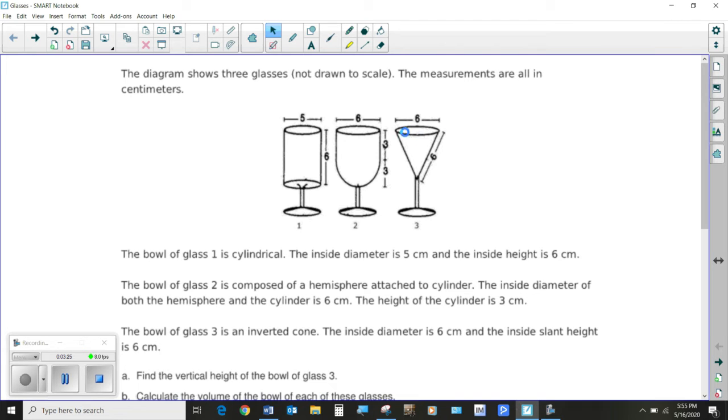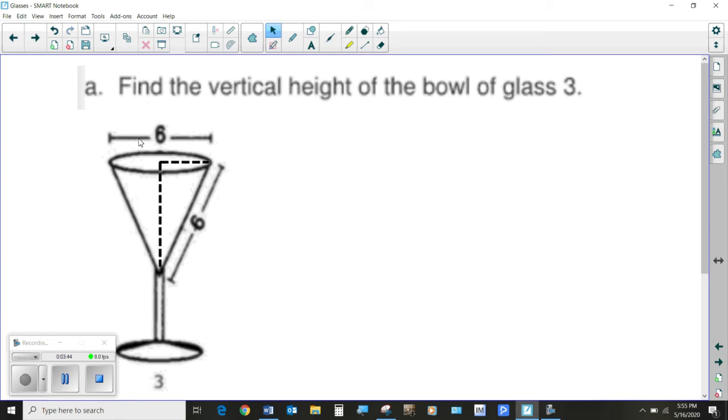The diameter of the circular base is 6 centimeters. And this is something that's really important. The slant height, this dimension here, is 6 centimeters. That is not the height of the cone. So when we get to part A, question A says, find the vertical height of the bowl of glass three. If you think about it, the diameter of the circular base is 6, meaning the radius has to be 3, correct?